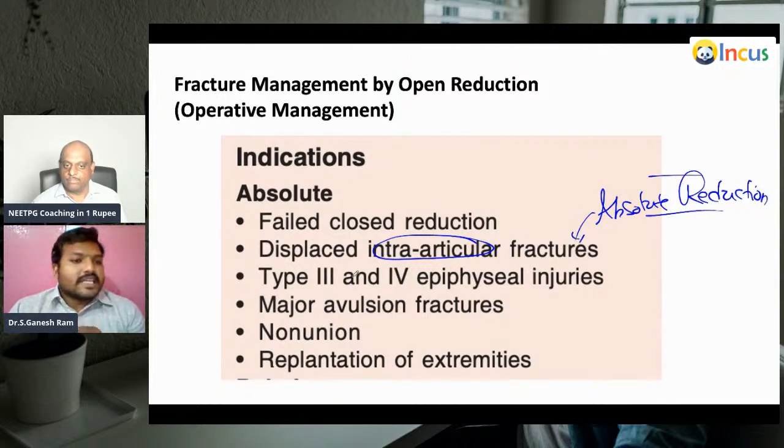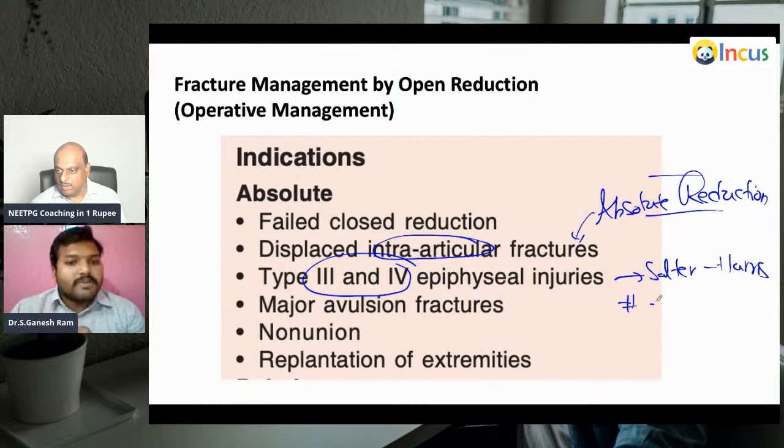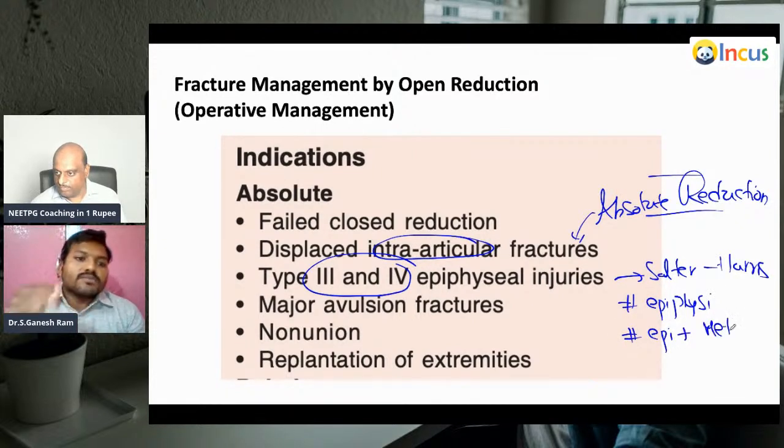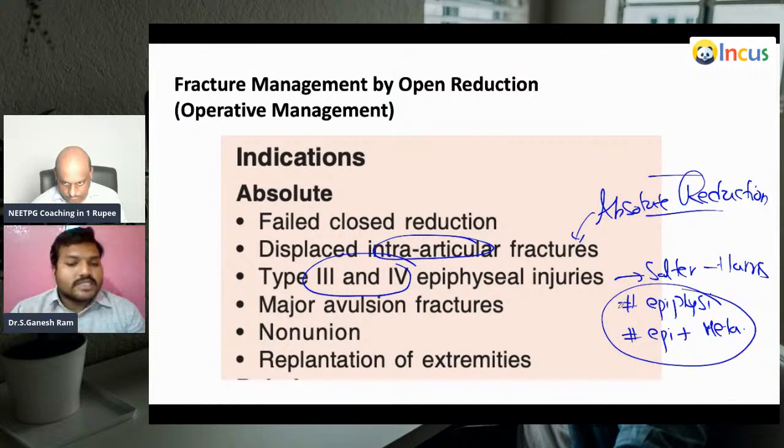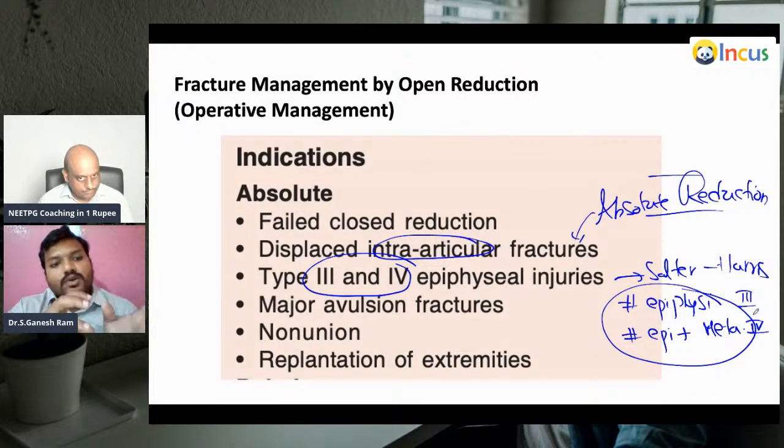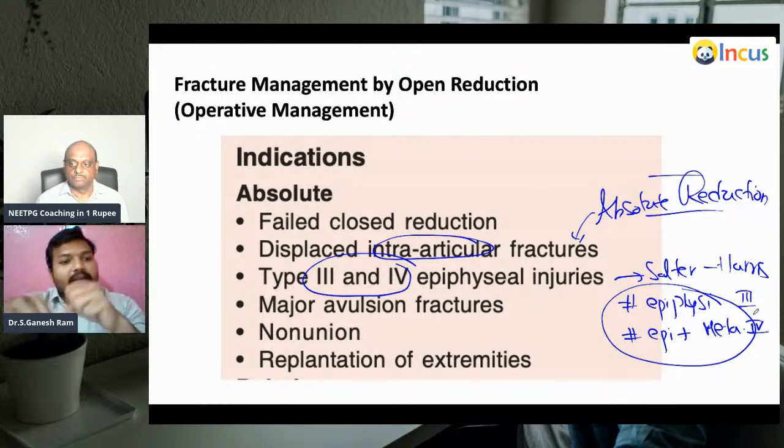Then the Salter-Harris classification, which covers epiphyseal injuries in children. In them, the third and fourth types: type 3 is a fracture line going through the epiphysis, and type 4 is a fracture line going through both the epiphysis and metaphysis. In both cases, we have to compulsorily open reduce, because if we leave an epiphyseal injury alone, it will lead to bone abnormalities. One side will grow well, the fractured side will not grow, and there will be limb abnormalities. So it is an absolute indication for open reduction.